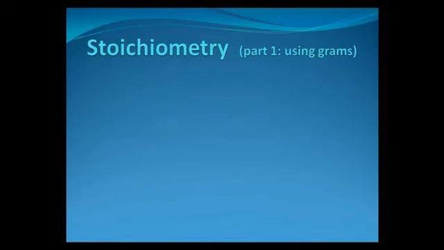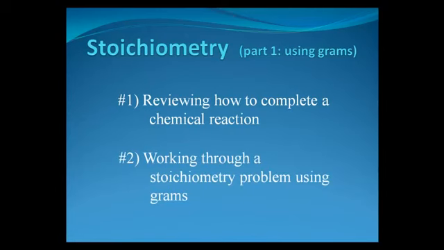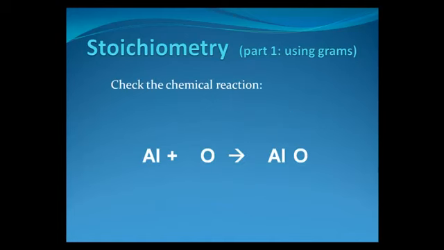In this video we'll be doing two things. First, quickly reviewing how to complete a chemical reaction. This is from previous material. Secondly, we'll be working through a stoichiometry problem using grams. There are other ways of doing this. We can use stoichiometry using molarity and the ideal gas law, and I'll address those in further videos. First, the chemical reaction. Let's take a chemical reaction where we have aluminum and oxygen reacting to form aluminum oxide.